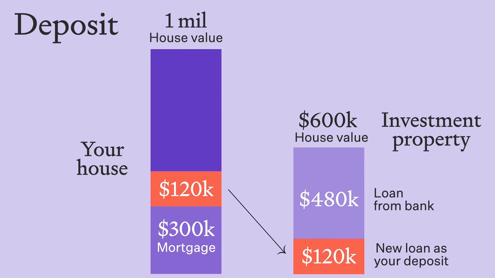So in this case, you've borrowed 120 grand from your first bank against your main house. You've borrowed 480 grand from a new bank against this investment property you want to buy. So in total, you've borrowed $600,000 to buy your investment property, but you've done it without any cash down. You've borrowed all of the money to do it. That's why it's called the no cash needed method.